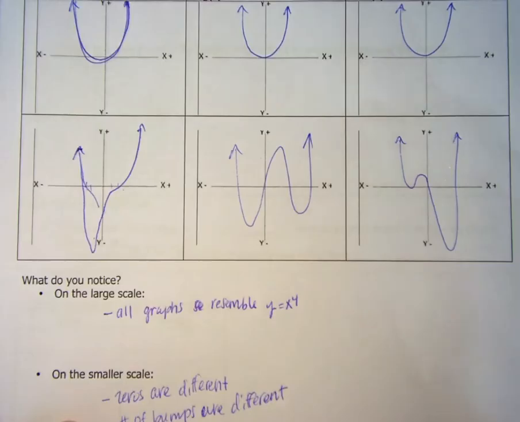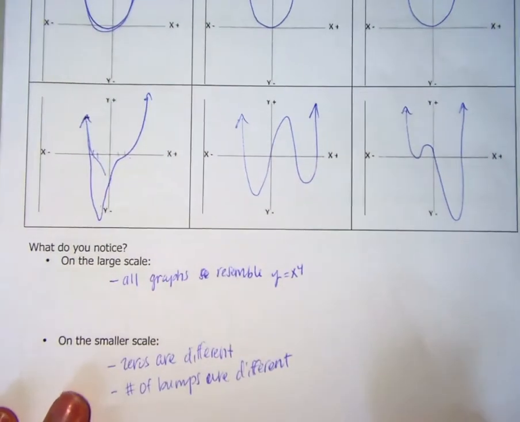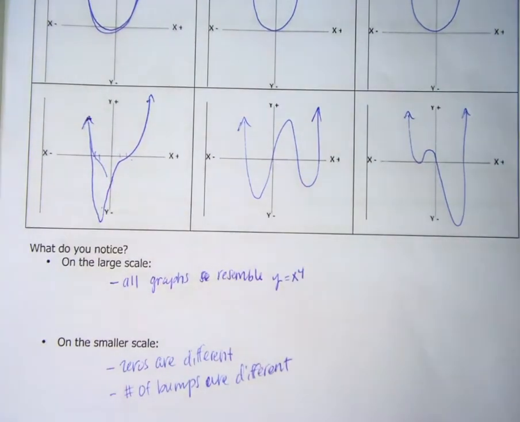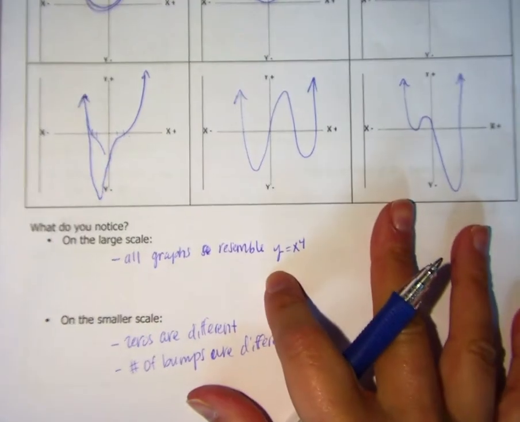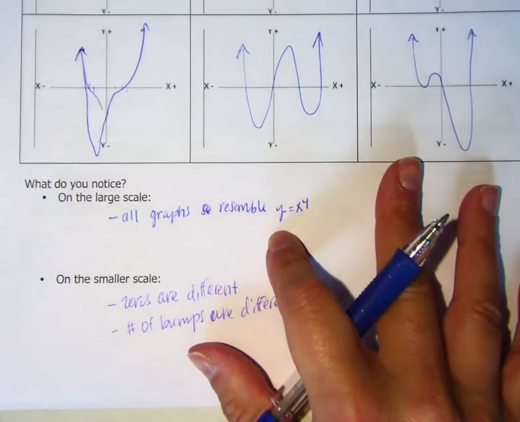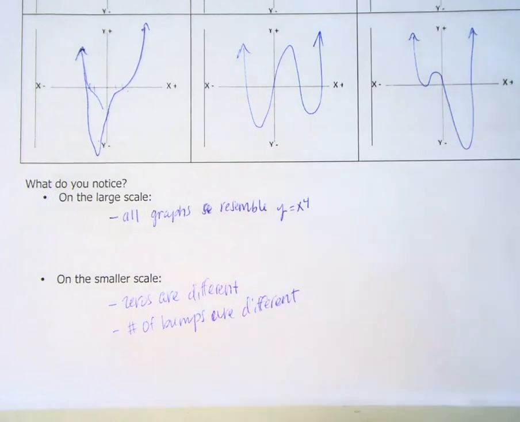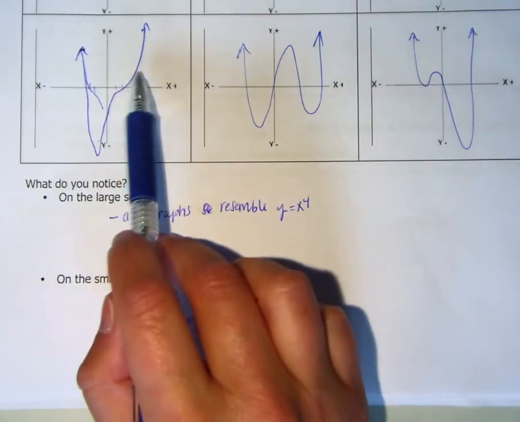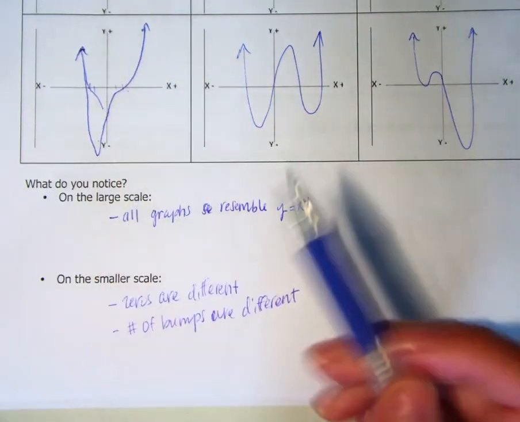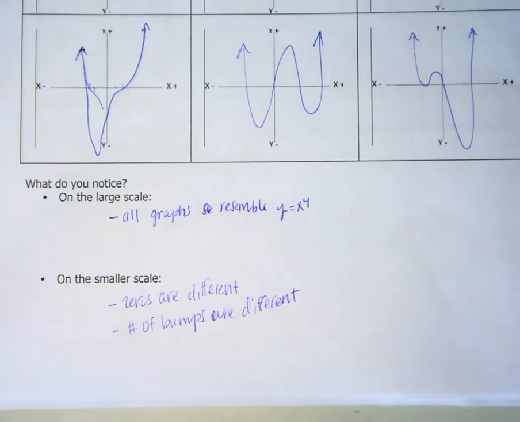So I really want you guys to understand what it means when we talk about the long run and the short run. Okay? Long run is on the big scale, like way zoomed out, just very, very general. That's your leading term. On the short scale, or the short run, that's your smaller scale. That's like the specific number of zeros and bumps that are happening in that function. Okay? All right. So what we're going to focus on today is the short run and actually finding those zeros and finding the number of bumps that a polynomial might have, okay?